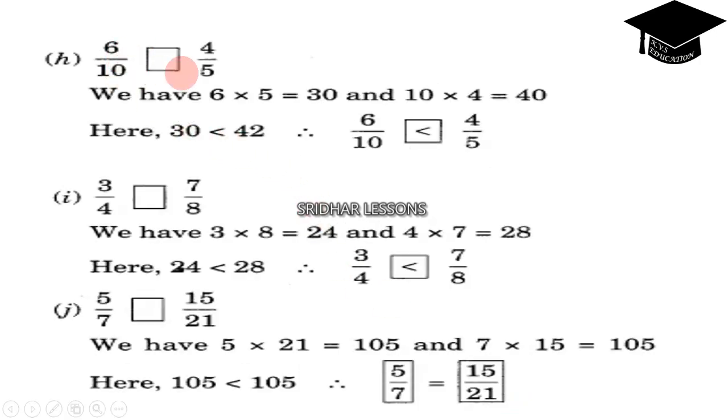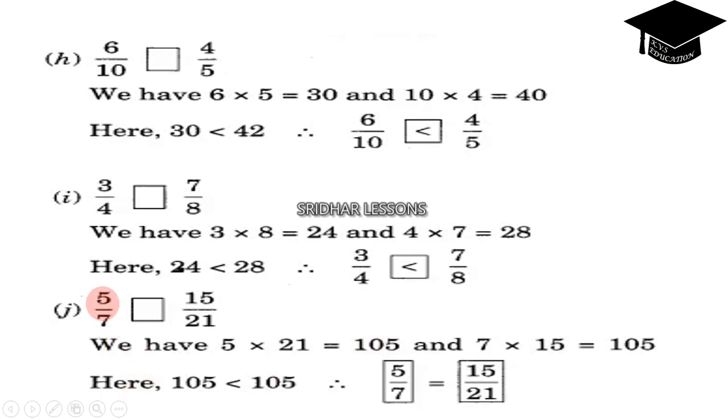Next, 6 by 10 and 4 by 5. 6 into 5 is equals to 30. 10 into 4 is equals to 40. Here 30 is less than 40. Therefore, 6 by 10 is less than 4 by 5. Next, 3 by 4 and 7 by 8. 3 into 8 is equals to 24. 4 into 7 is equals to 28. 24 is less than 28, therefore 3 by 4 is less than 7 by 8.